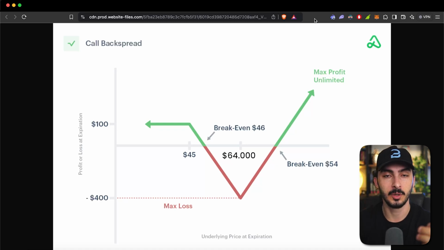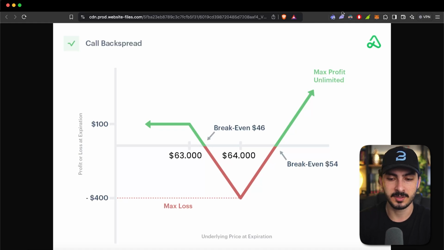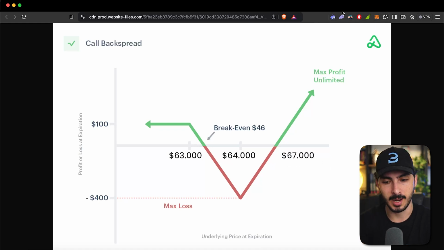So what you're going to do is sell 1 call, and that call is going to be $63,000. That is the strike that you're going to have. And on the other side, you're going to buy 2 calls at 67. So where it says 54, that is 2 calls that you're buying for $57,000 strike. And where it says 45 is 1 call that you were selling for $63,000 strike.